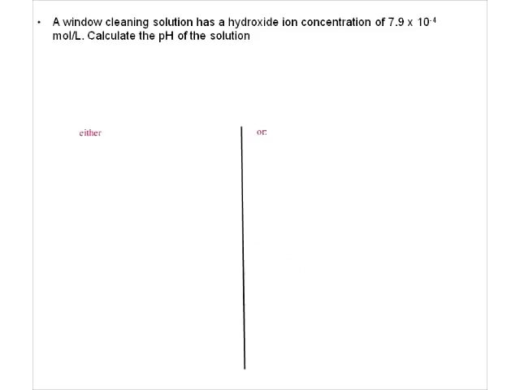Okay, here's another type of calculation. It says a window cleaning solution has a hydroxide ion concentration of 7.9 times 10 to the minus 4. Calculate the pH. Now you simply can't do the log of that because that's not hydronium, is it? That's hydroxide. So watch what they're giving you. That's the hydroxide ion concentration. You want to find pH.